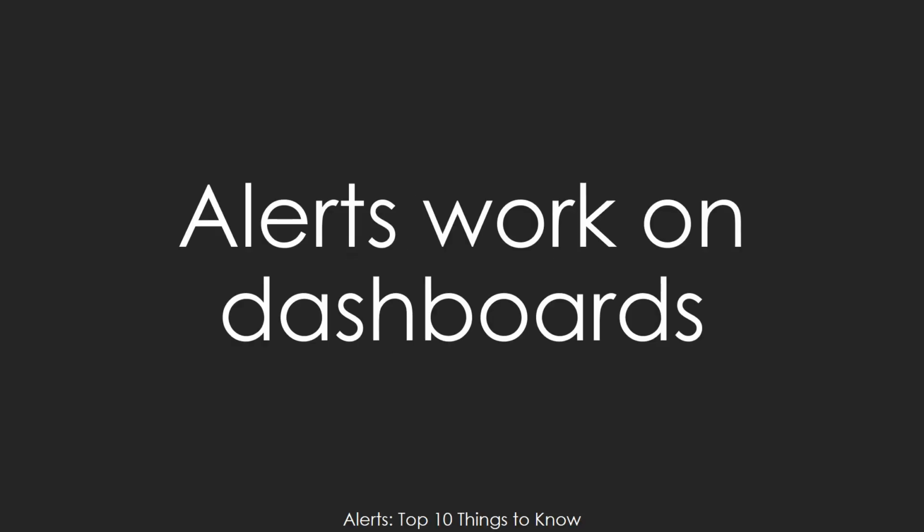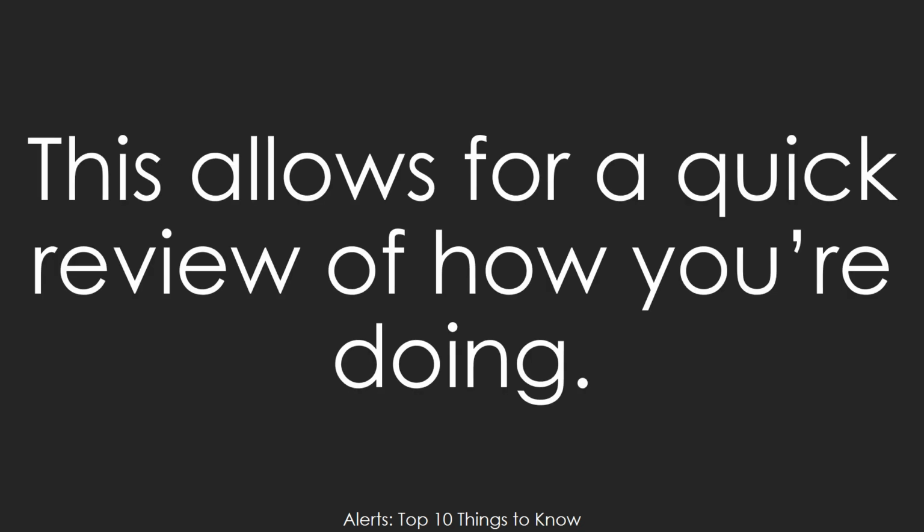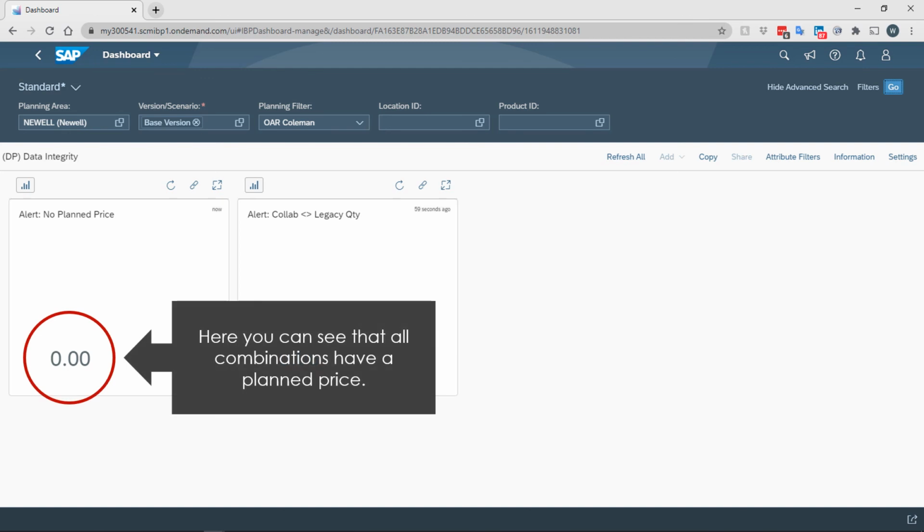Number 7. Alerts work on dashboards. You can summarize the alert into a chart and place it in a dashboard. This allows for a quick review of how you're doing. Here you can see that all combinations have a planned price.